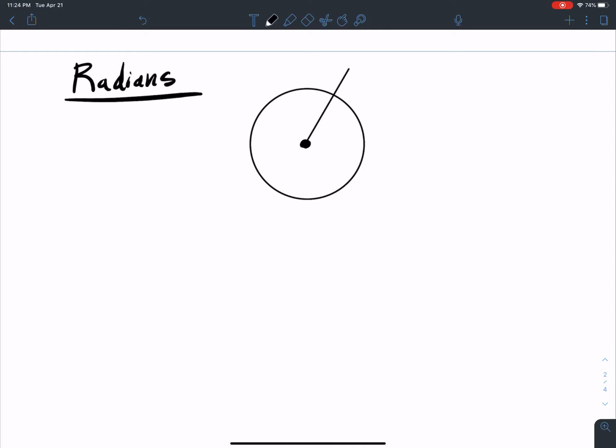So say I've got maybe some initial side and then some terminal side over here. Now, if the radius of the circle is r, so this distance right here is r, and I have some angle here that goes up to my terminal, and this length right here on the curve, the arc length, is also equal to r, then that angle that I have rotated is equal to 1 radian.